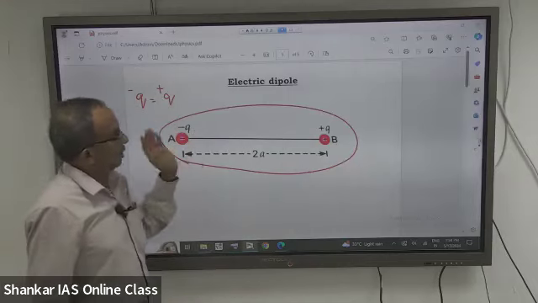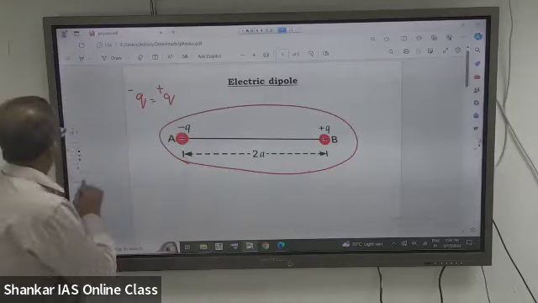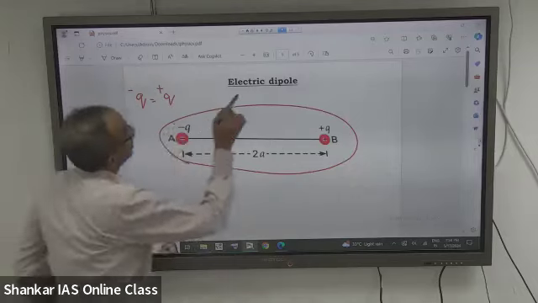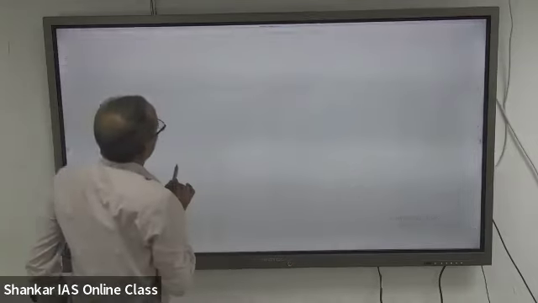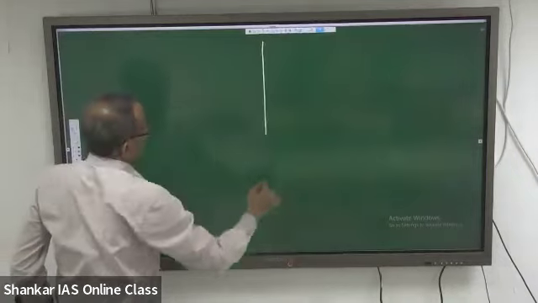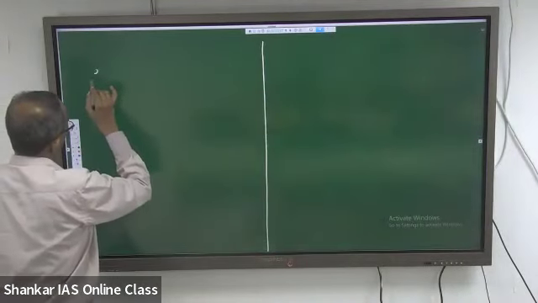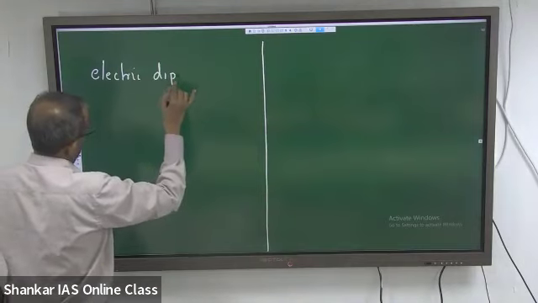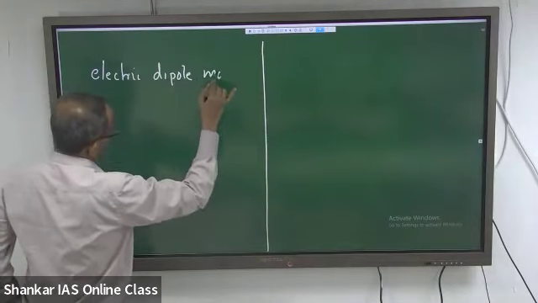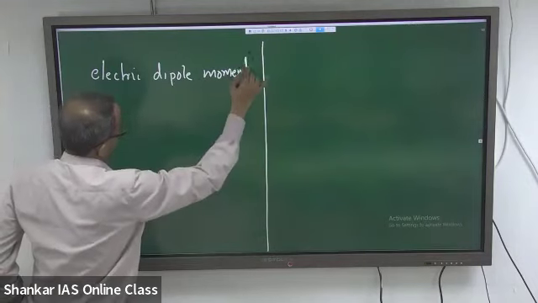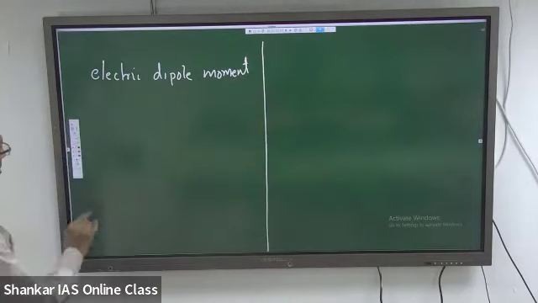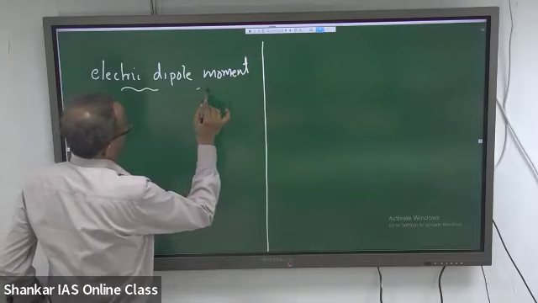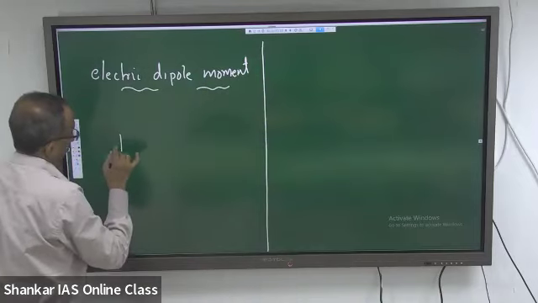The main property of an electric dipole is the electric dipole moment. The electric dipole moment is always represented as P.